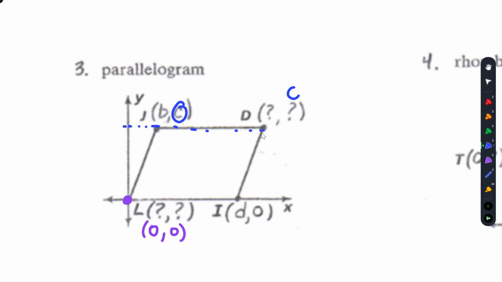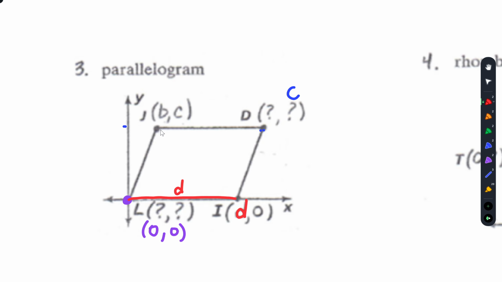Okay, perfect. Now, in a parallelogram, what's going to help me figure out the x values? We're going to figure out how long those bases are. I know how long this base is. It's D. It's telling me right here that this is D.